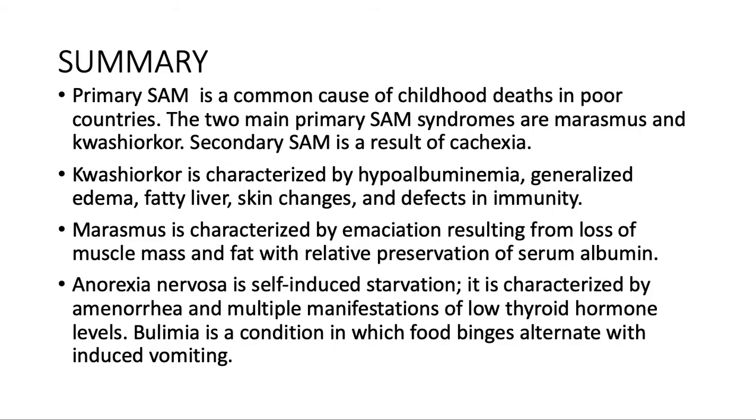Primary severe acute malnutrition is a common cause of childhood deaths in poor countries. The two main primary severe acute malnutrition syndromes are marasmus and kwashiorkor. Secondary severe acute malnutrition occurs in the chronically ill and in patients with advanced cancer. Kwashiorkor is characterized by hypoalbuminemia, generalized edema, fatty liver, skin changes, and defects in immunity. It is caused by a diet low in protein but normal in calories.